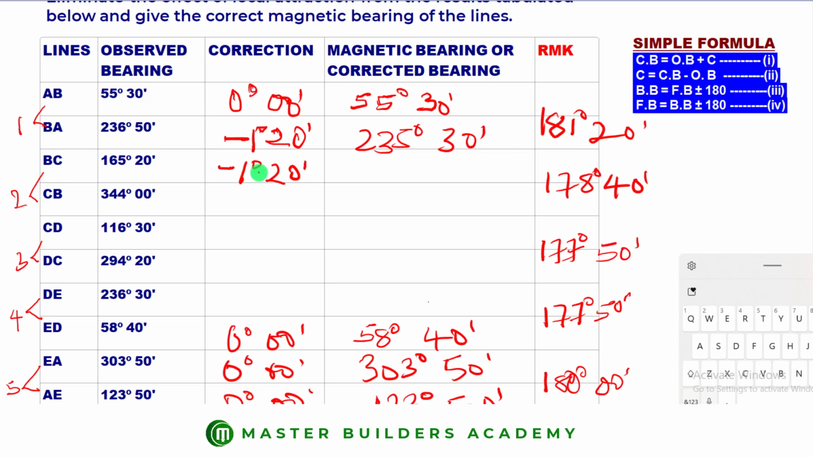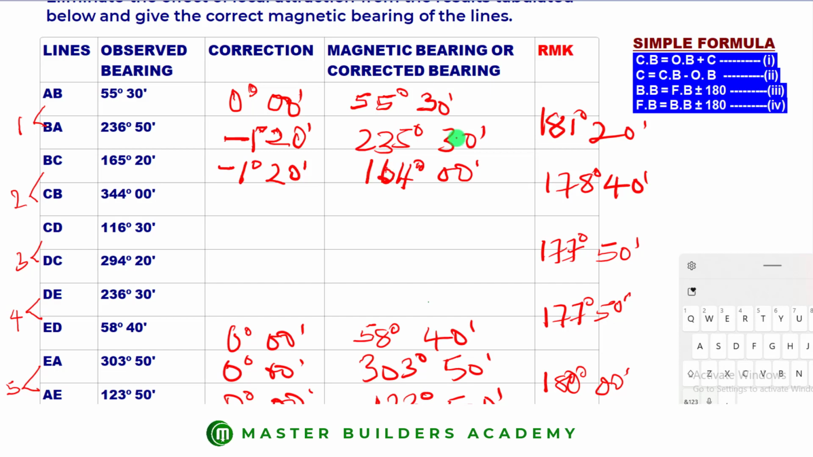Are you with me? Now what is missing in this whole line is the corrected bearing, or the magnetic bearing. And to obtain this, of course, you already know that equation 1 is suitable. So how do we employ equation 1 to solve this? We simply say that corrected bearing is equal to observed bearing plus correction. But in this case, our correction is coming in as negative. So automatically we have 165 degrees 20 minutes minus 1 degree 20 minutes. And our answer will give us 164 degrees 00 minutes. Are you with me?